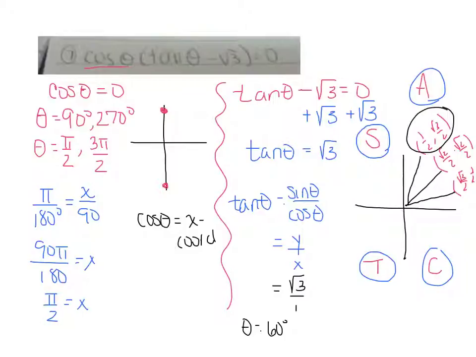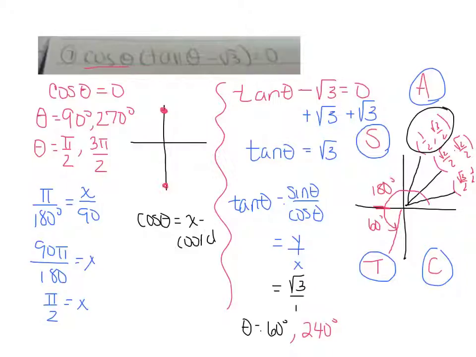So we're looking for an equivalent place here in quadrant 3, which to get all the way to here, I'm going 180 plus another 60. So the other answer would be 240 degrees.